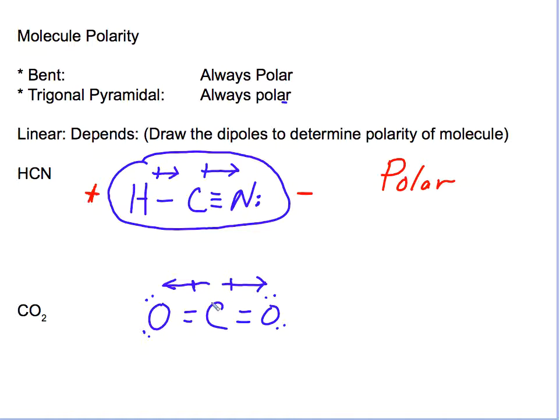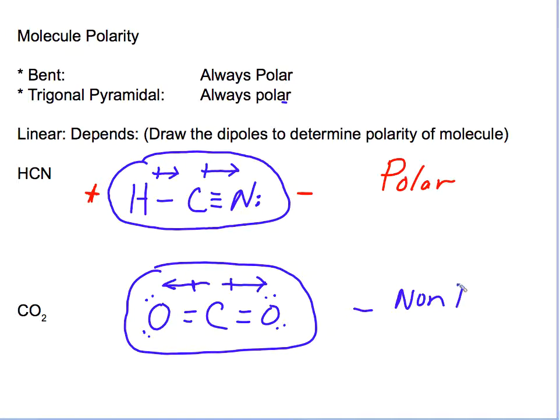Now, this is a linear molecule, but the dipoles would cancel each other out. So this is an example of a linear molecule where the dipoles cancel each other out. You couldn't put a negative or positive on either side. So this molecule over here would be classified as nonpolar.